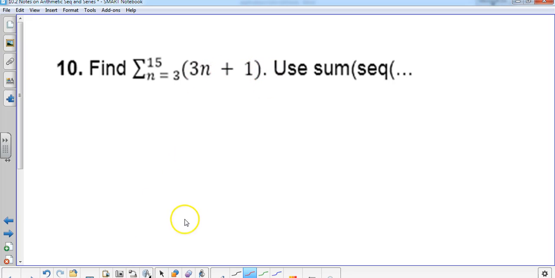(3n plus 1) is the sequence. This one is trickier than most to do by hand. Well, by hand, you'd have to put in a 3, 4, 5, 6, 7, 8, 9, 10, 11, 12, 13, 14, and 15, and add them all up.